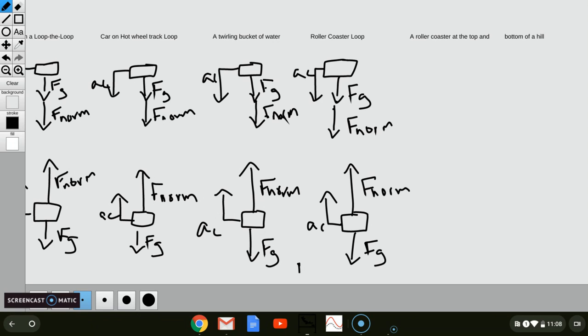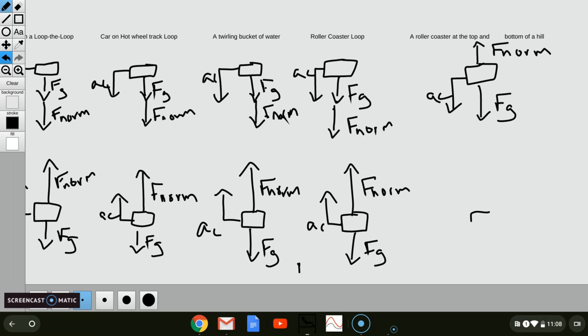Now, for the roller coaster, the top and bottom of a hill, again, we're pretending that the hills are like half circles. So this would be the top right here. This would be the bottom down there, somewhere like that. So at the top, now we're going to have a force of gravity down. Now the track is underneath the roller coaster, so F norm will be up again, and we'll have a centripetal acceleration down because gravity has to be bigger here. Otherwise, it doesn't travel in a circle.